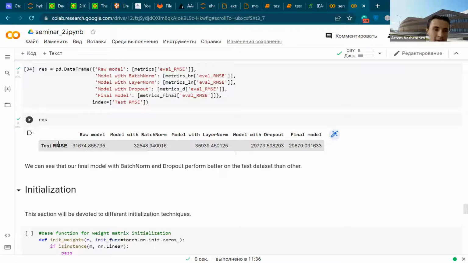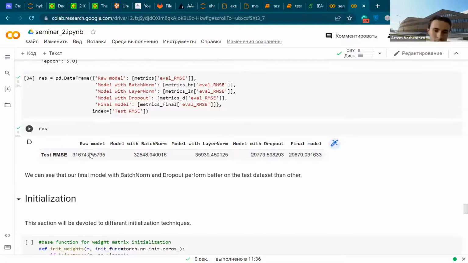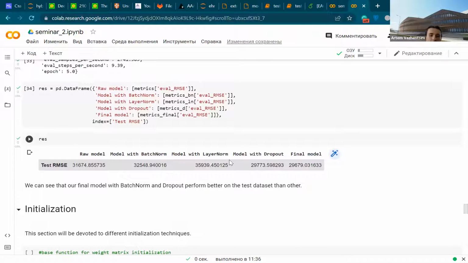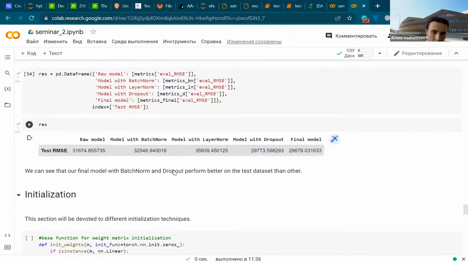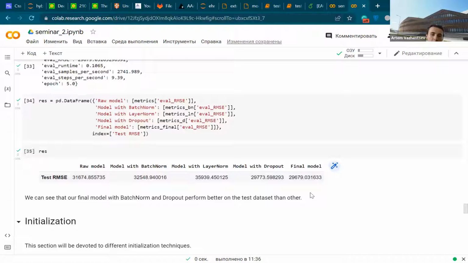And also we can see that our RMSE on the test part of the dataset is much better than values from the previous seminar. It also means that our final model is better than the raw model. And I think that's all about special layers. If you have any questions about special layers, we can discuss it.